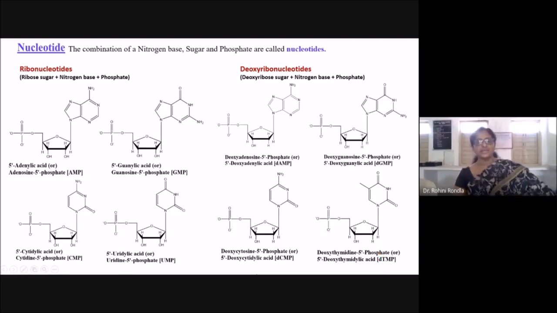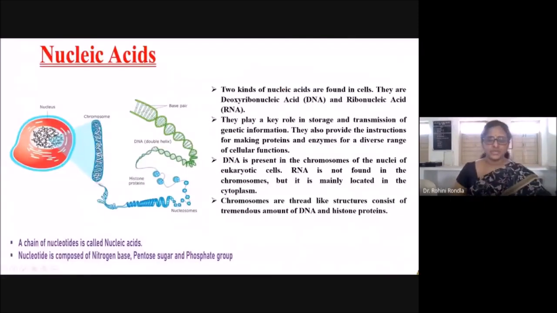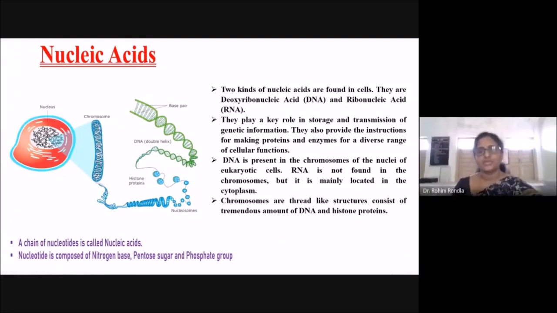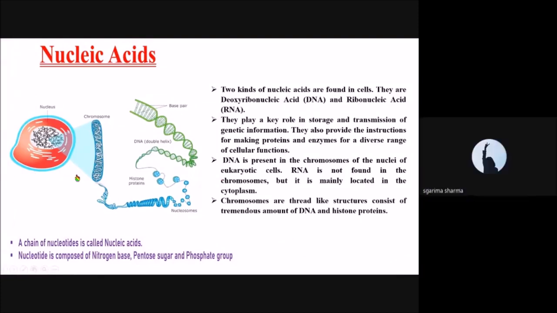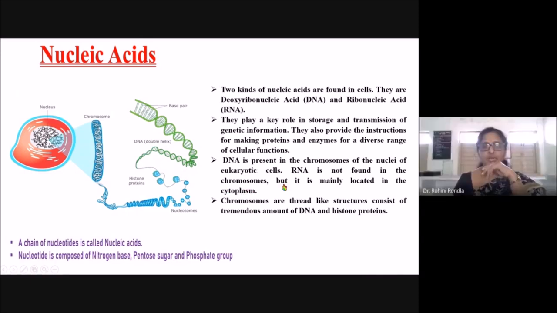You have to practice the chemical structures of these nucleosides and nucleotides, because there will be reactions and preparations, so you have to practice these structures. How many types of nucleic acids are there? 2 types. Names are? Ribonucleic acid, deoxyribonucleic acid.